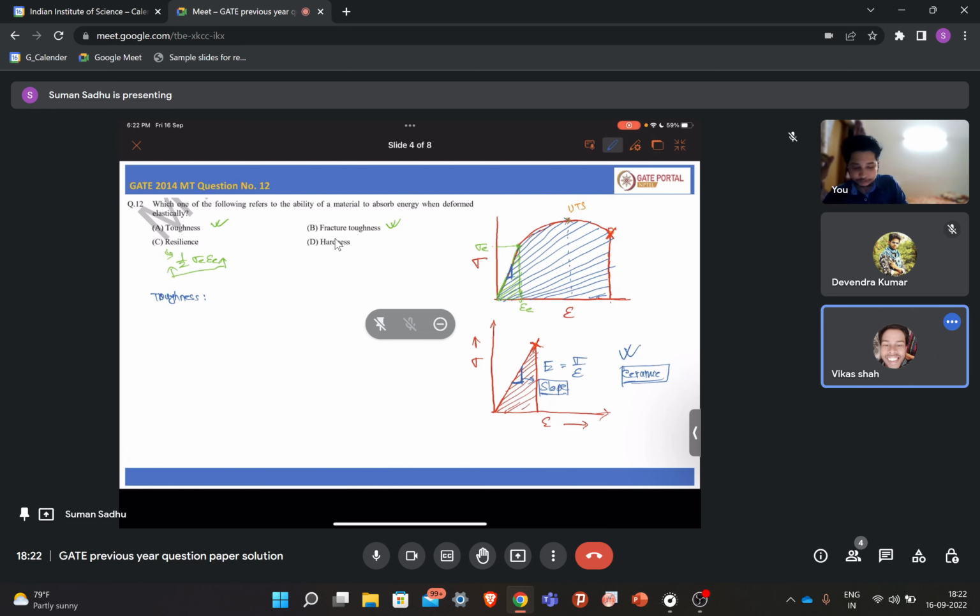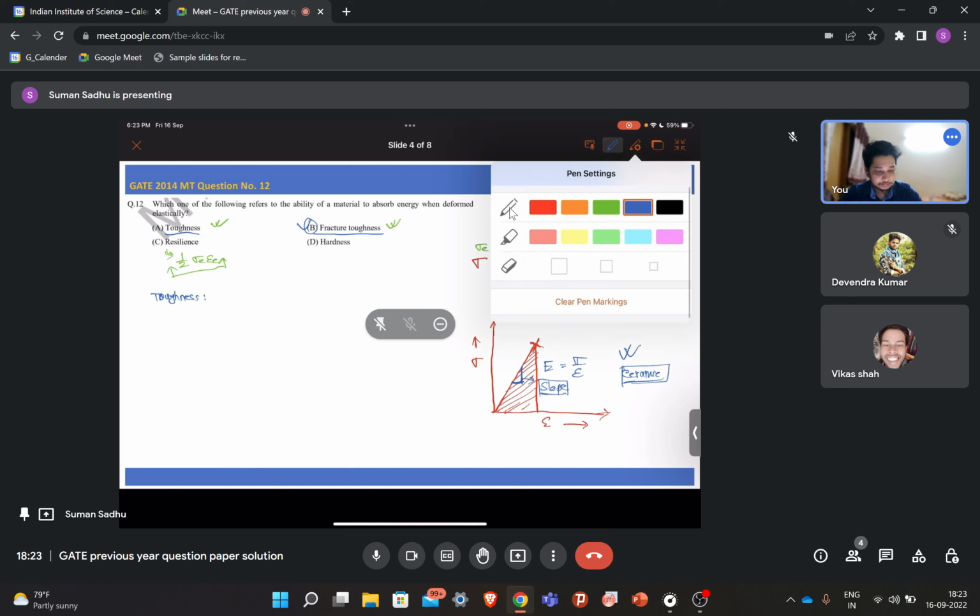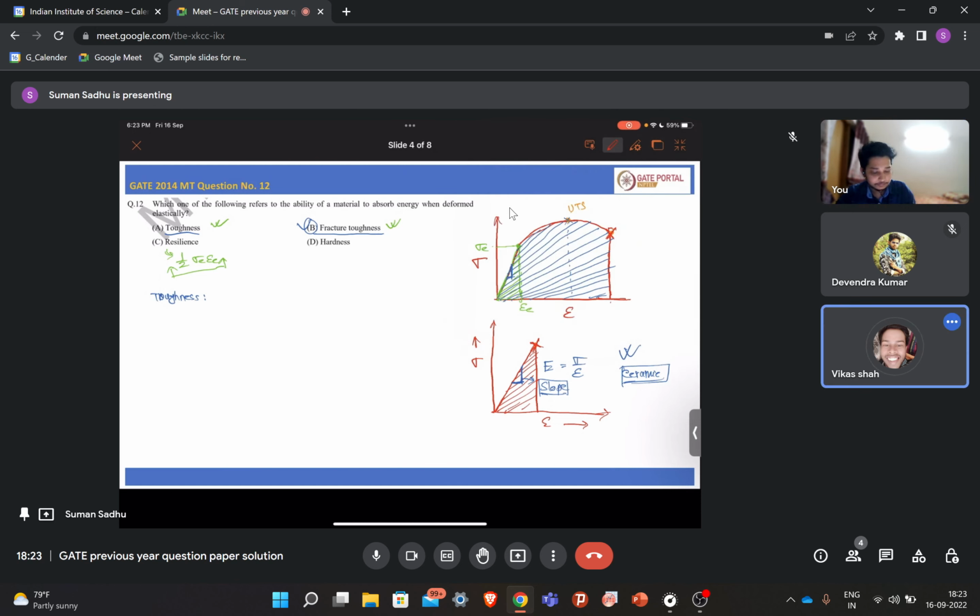Now, what is the difference between toughness and fracture toughness? What is fracture toughness? Devendra, do you want to answer? No, sir. Fracture toughness, anything in your mind? What is the difference between toughness and fracture toughness? What is toughness? Now you know. But what is fracture toughness?